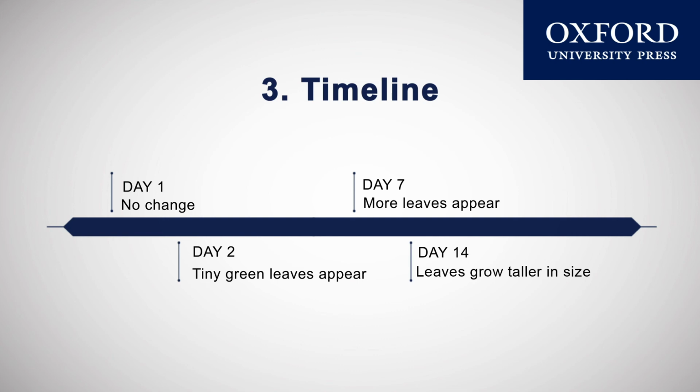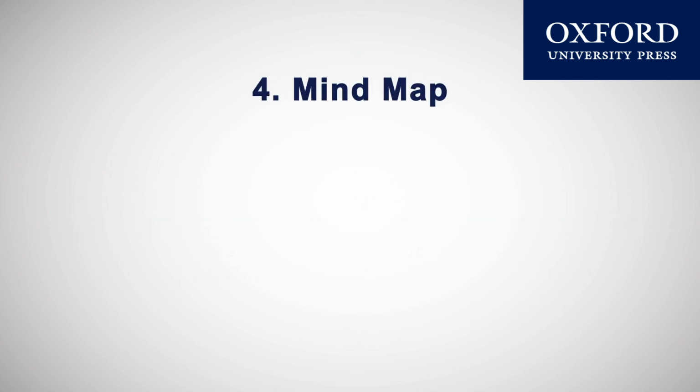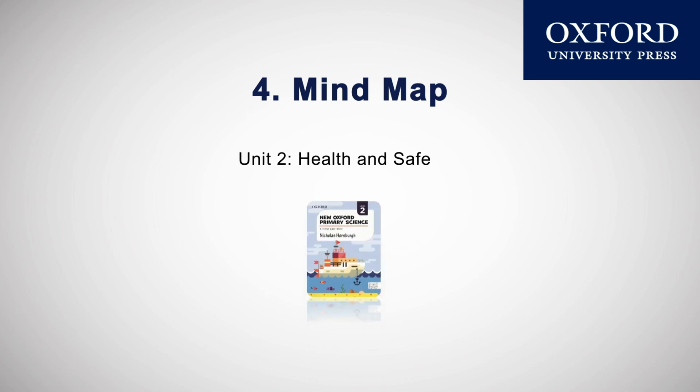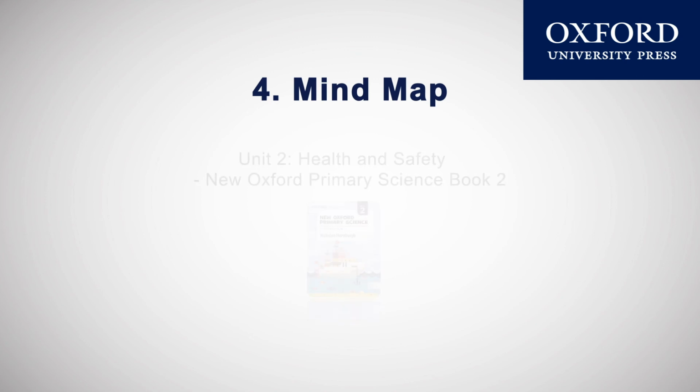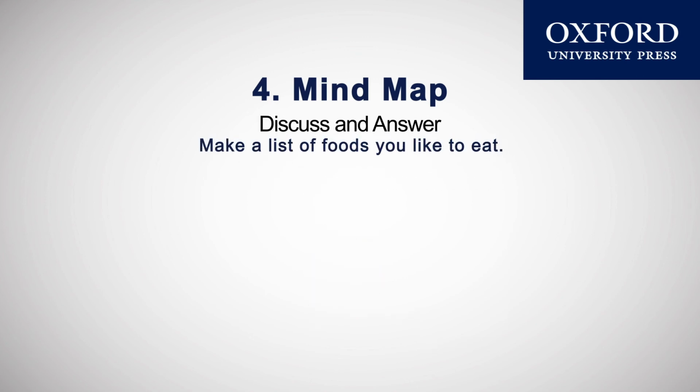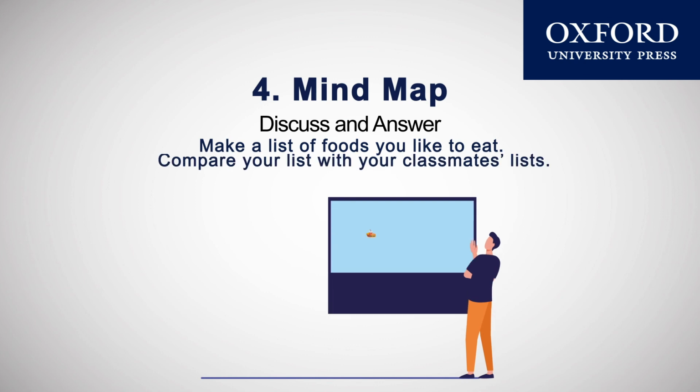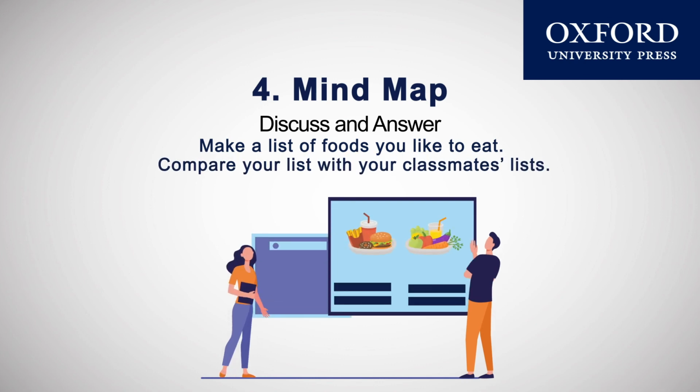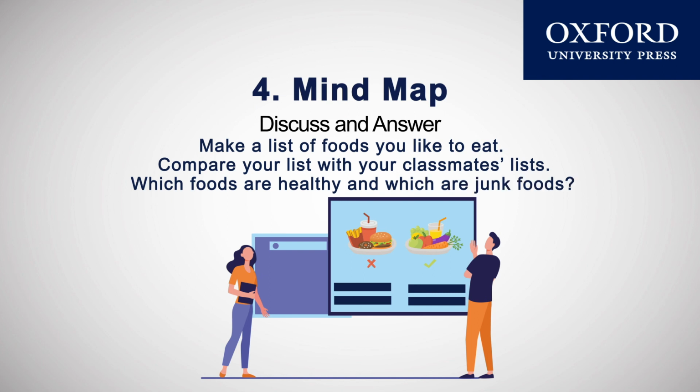The fourth graphic organizer is a mind map, and this is a question from Unit 2, Health and Safety, from New Oxford Primary Science Book 2. Discuss and answer. Make a list of foods you like to eat. Compare your list with your classmates' lists. Which foods are healthy and which are junk foods? Let's see how a mind map can be constructed to answer this question.